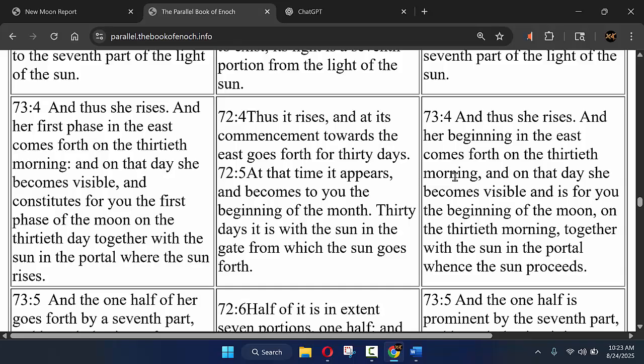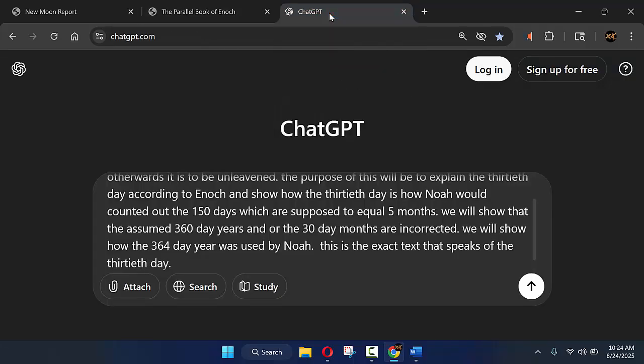He actually explains it here in verse 5. He says, "At that time it appears and becomes to you the beginning of the month. 30 days it is with the sun in the gate from which the sun goes." So this is saying that on the 30th day it's actually going to appear. But as you can see, I'm having a hard time explaining it. So we're going to come over here and punch this exact verse into ChatGPT.